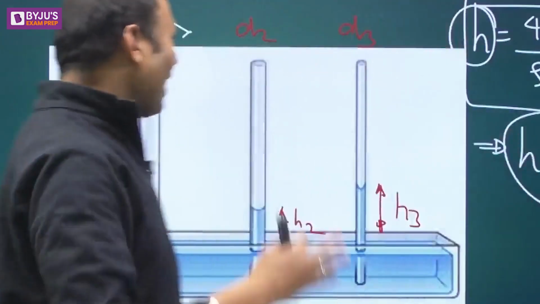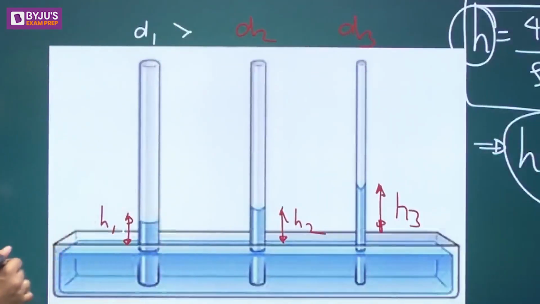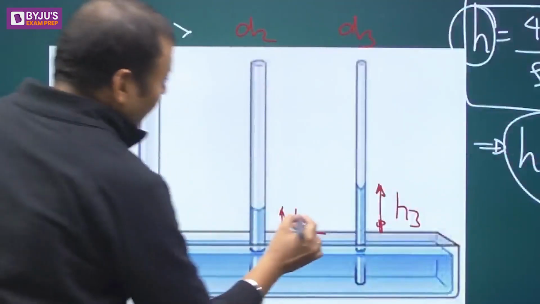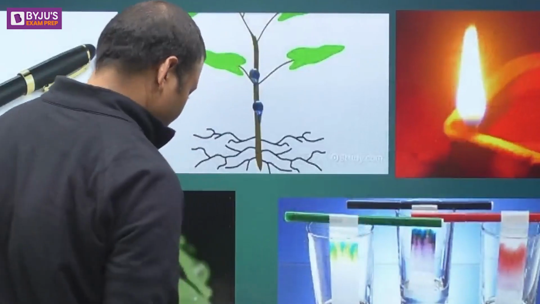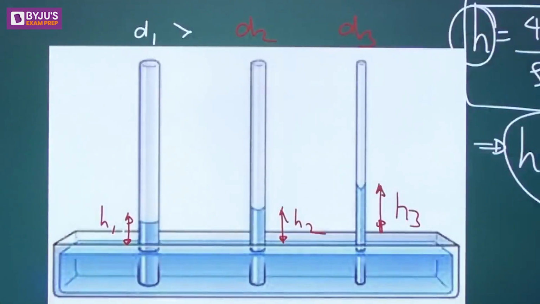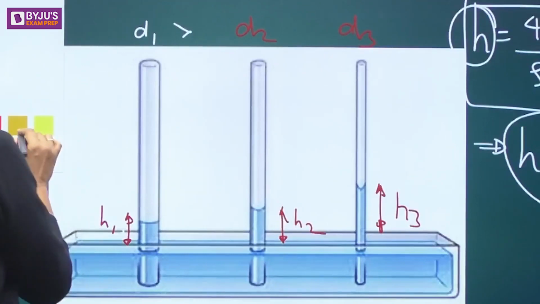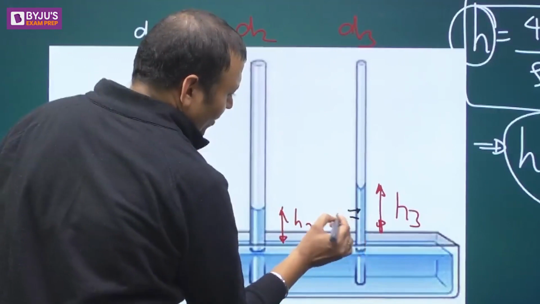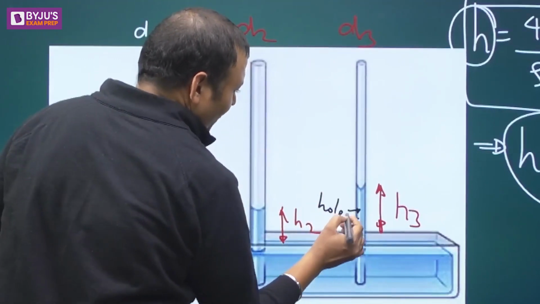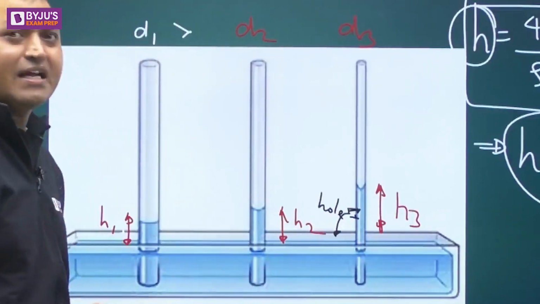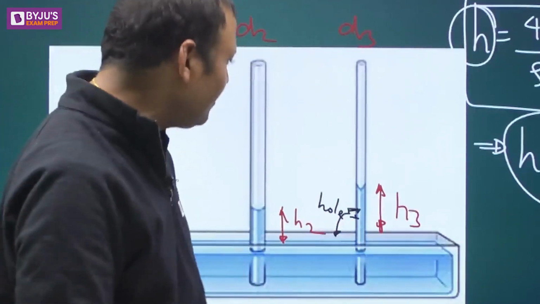All right. So there is a question. I want to ask you a question. If we put a hole here, then what will happen? Will the water continuously come out, or will it become a fountain?